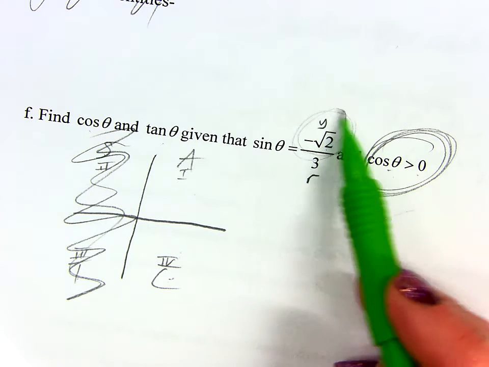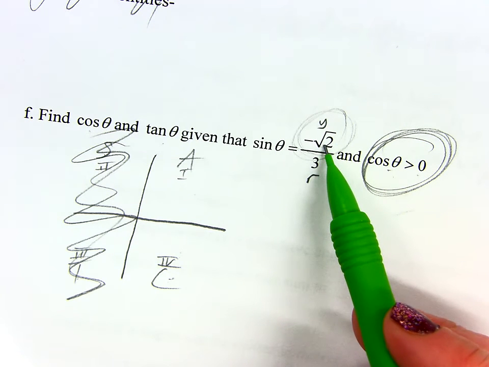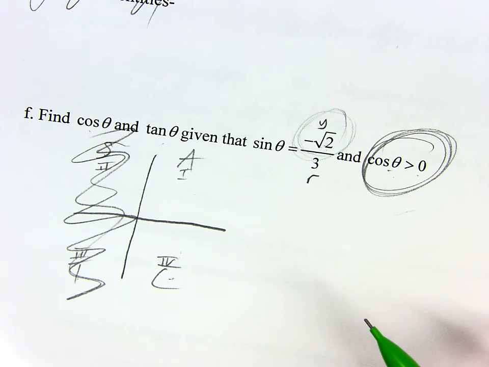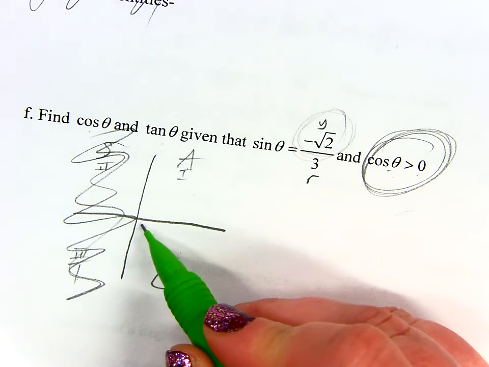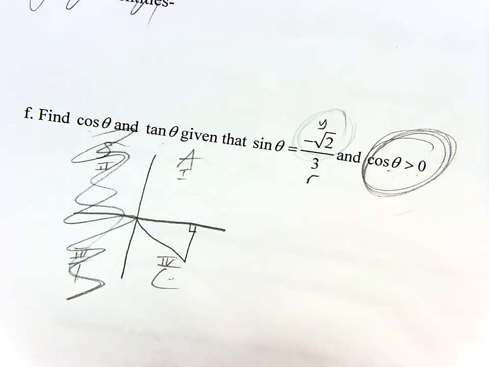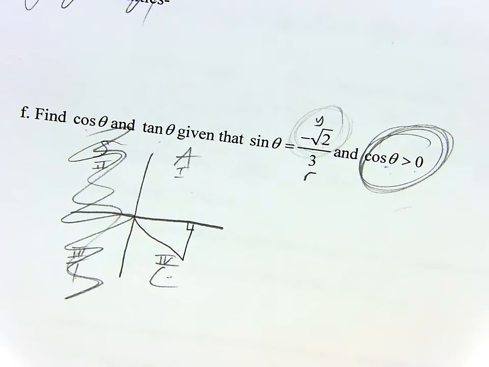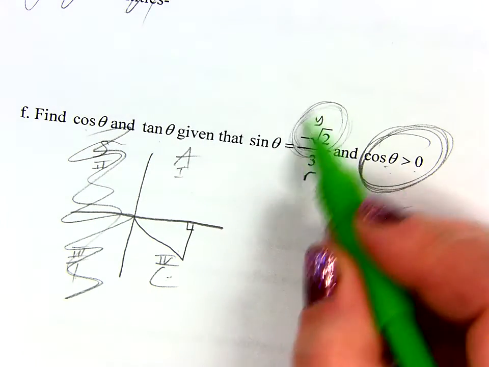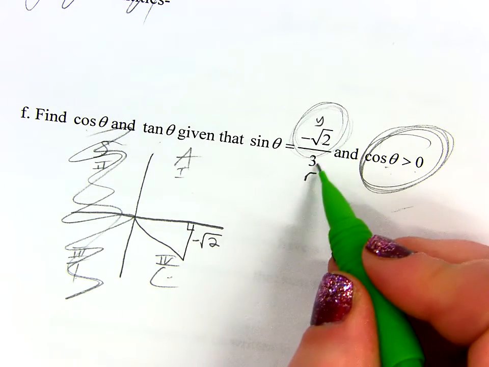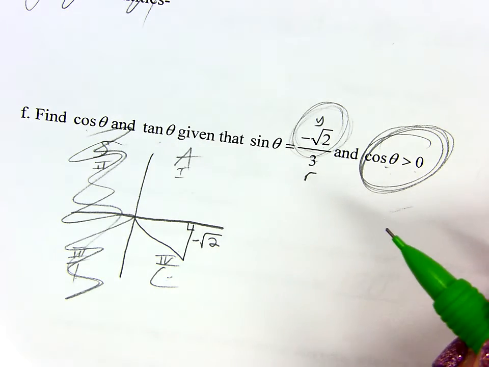And then this gives me the other clue. Since y is negative, that means that I'm actually in quadrant 4. You see that? So what I'm going to do is I'm going to sketch for myself a triangle in quadrant 4. Doesn't even really matter where you put it, but I'm going to label the pieces. I know the y is negative root 2. I know the r, remember that's really the hypotenuse of your triangle.